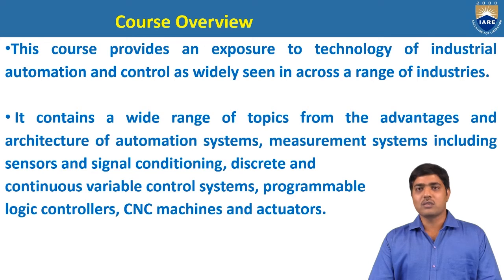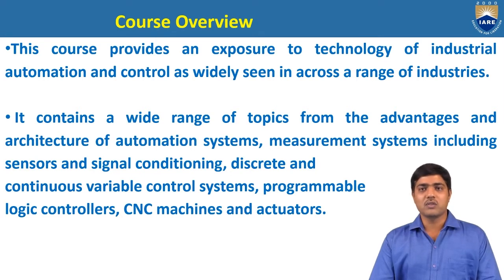So in this particular course, you can see a variety of topics, starting from the advantages and architecture of industrial automation. In the next part, we can see the various types of measurement systems that can be used in industrial automation, like sensors and signal conditioning circuits. Later we can see discrete and continuous variable control systems, and also programmable logic controllers. These are going to play a very major role in industrial automation along with SCADA systems. And also we can see CNC machines and actuators, which are a part of industrial automation systems.